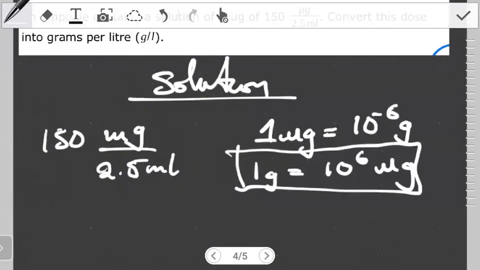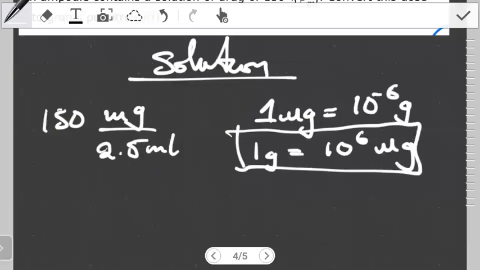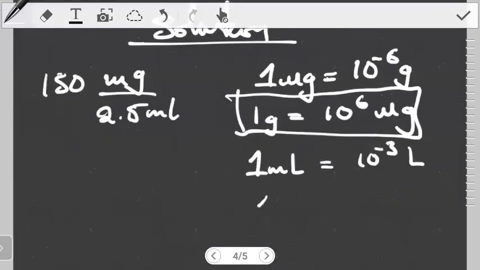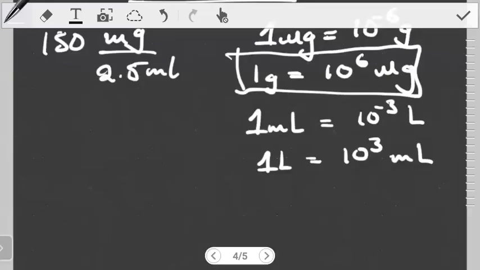The other one is for the milliliter. Milli, of course, means 10 to the power negative 3. So 1 milliliter is the same as 10 to the power negative 3 of a liter, or I can say that 1 liter is equivalent to 10 to the power 3, or just 1,000 milliliters. Okay, with that in mind, let's go right ahead and make the conversion.